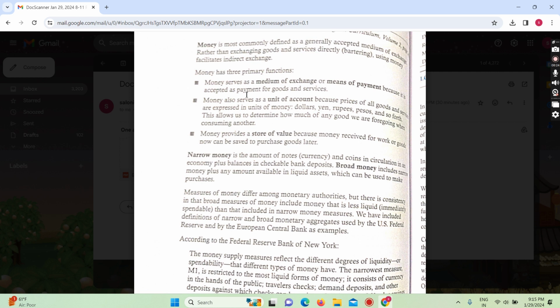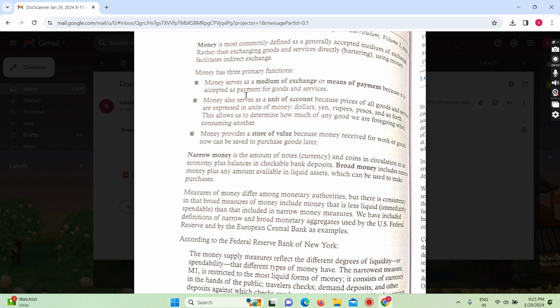And money provides a store of value, because money received for work or goods now can be saved to purchase goods later. We can defer the amount and store the money for our future. We can't store a perishable tomato for future use, whereas money lets us store value, because money received now can be saved to purchase goods later.